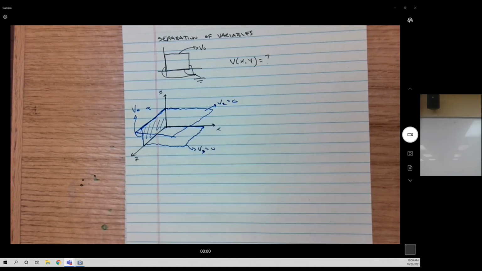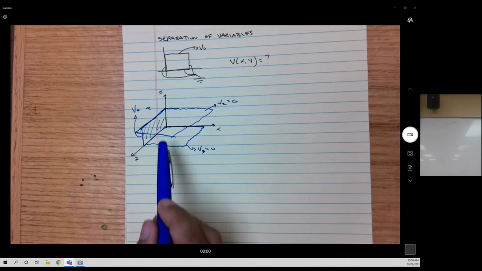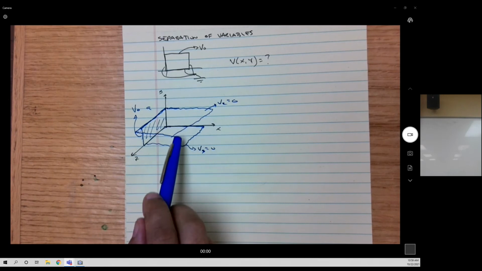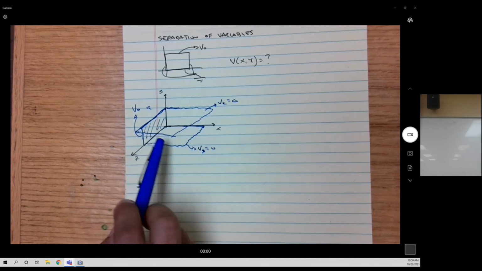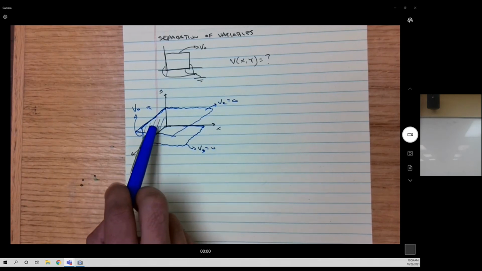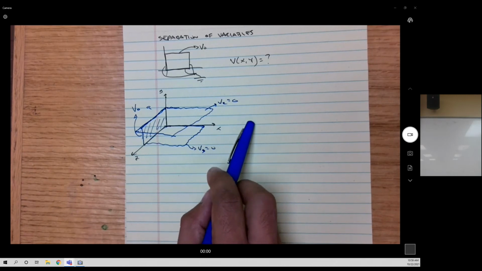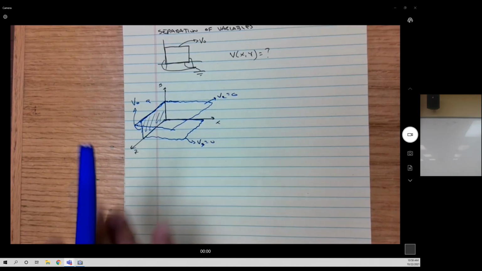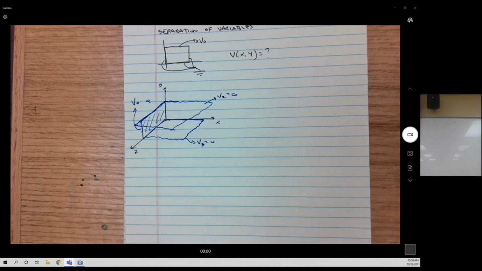So I want you to take a minute and write down the boundary conditions. I think the boundary conditions for these three plates should be relatively easy. The fourth one is the one that's a little bit tricky. So take a minute and write down just those boundary conditions.